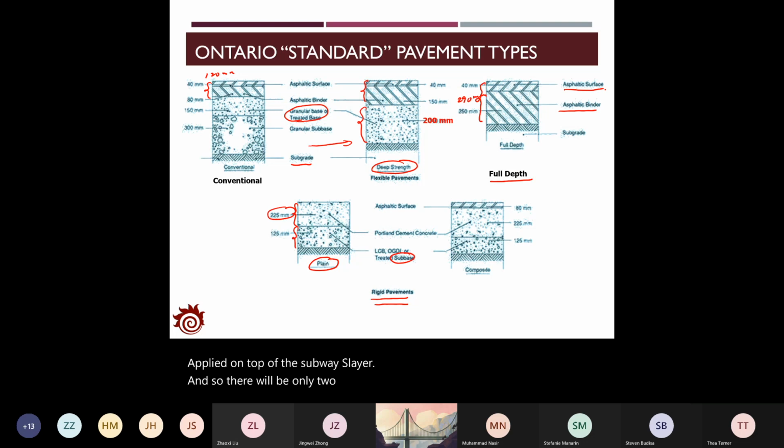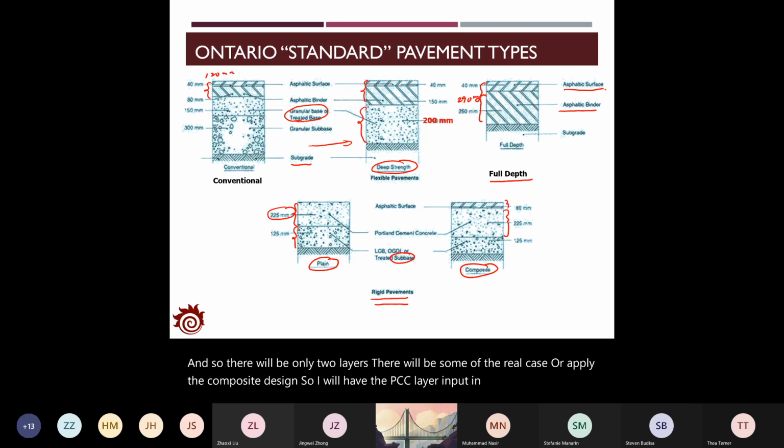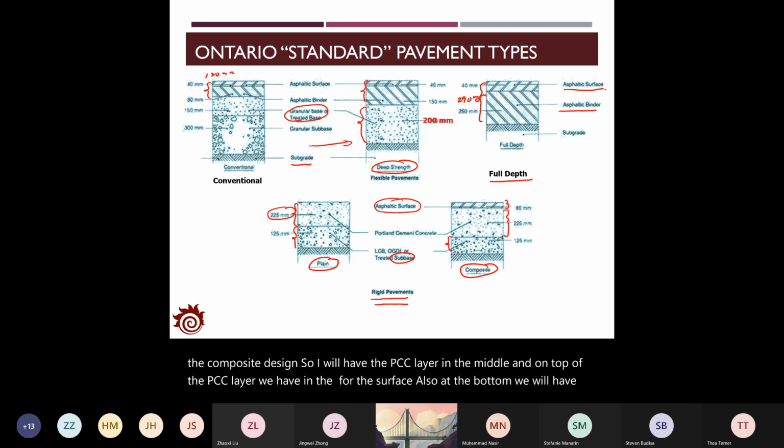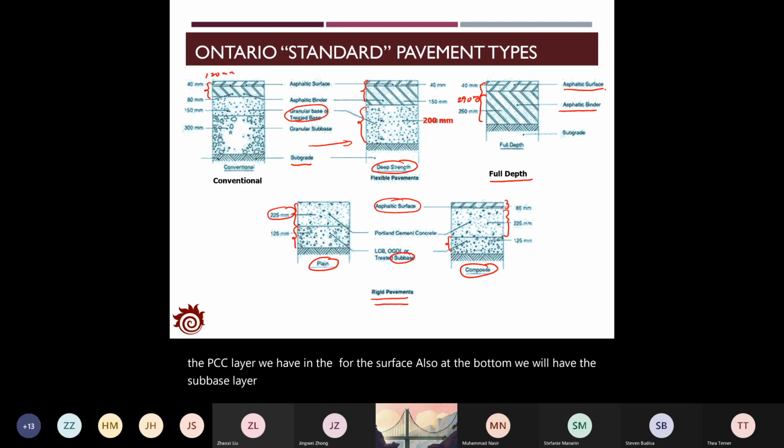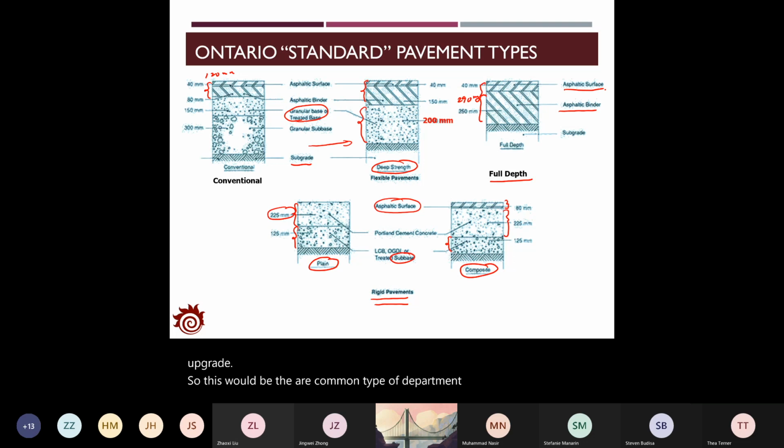There will be some rare cases where we will apply the composite design. So we will have the PCC layer in the middle, and on top of the PCC layer we have the asphalt surface. Also at the bottom we will have the subbase layer, and all of them will actually be placed on top of the subgrade. So this would be the common type of pavement applied on Ontario roads.